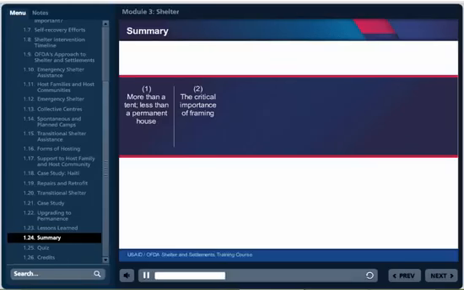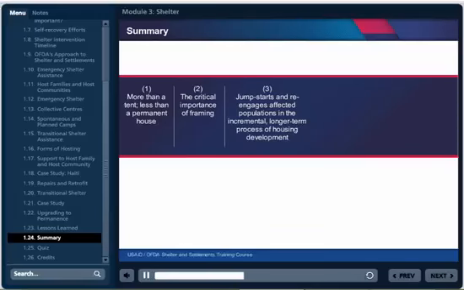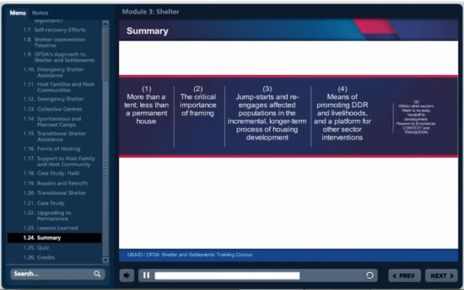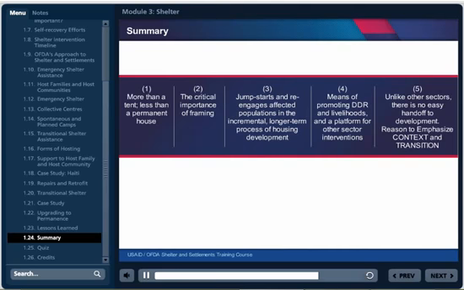Shelter, particularly forms of transitional shelter, can jumpstart and re-engage affected populations in the incremental, longer-term process of housing development that exists in most countries. Shelter is also a means of promoting disaster risk reduction and livelihoods, and the platform for other sector interventions. And, unlike other sectors, there is no easy handoff from shelter assistance to permanent housing reconstruction. With this programmatic vacuum, it's all the more reason to emphasize context and transition. Let's move on to Session 4.